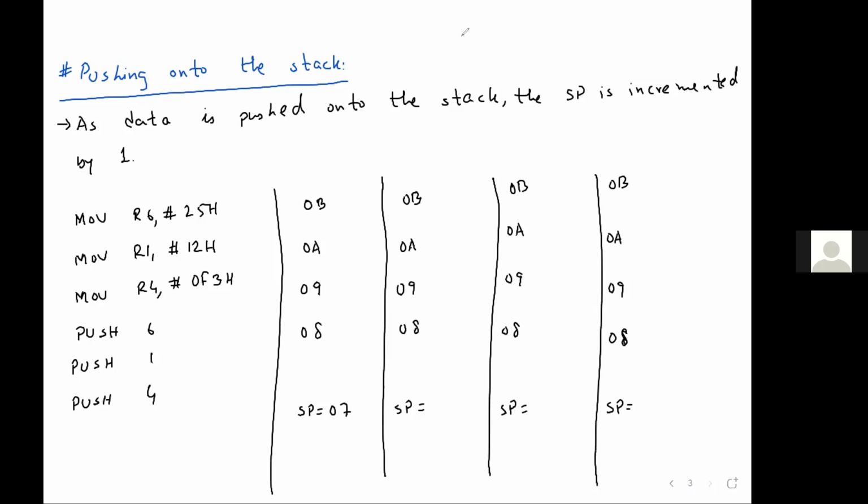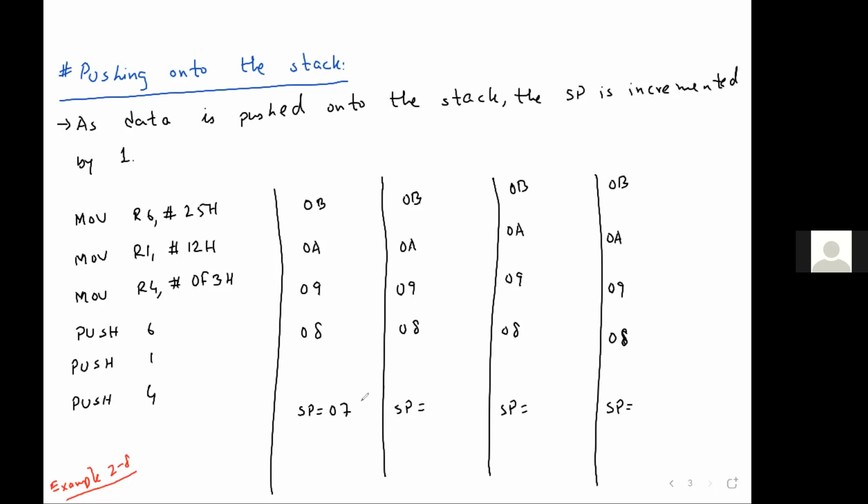So try to solve with me, okay? So this is the code. Move R6, 25H. And by the way, this is your example 2.8. Let me just write over here. So what we are doing, moving 25H into R6. So we are moving the value. You know the significance of this hash. Move R1, 12, move R4, 0F38. Then push 6, push 1, and push 4.